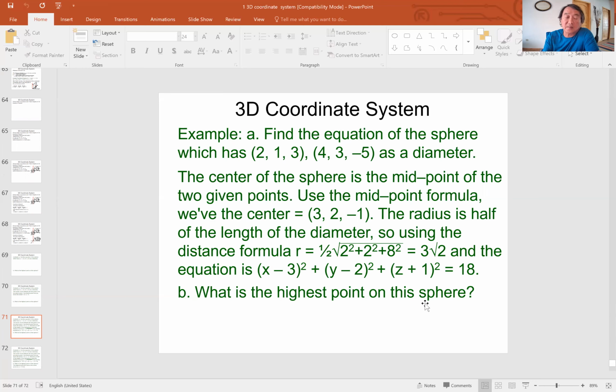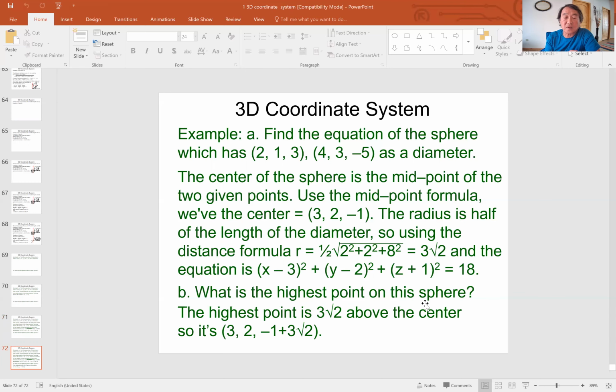So what's the highest point? Well, the highest point is, take the center and go straight up the distance of the radius, 3√2. In other words, the highest point is this point.